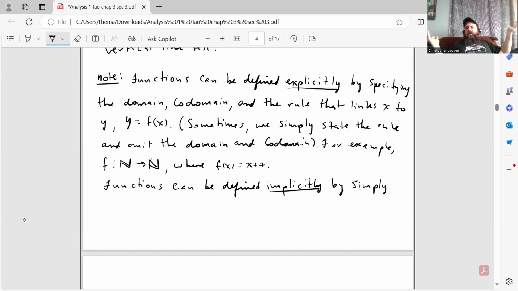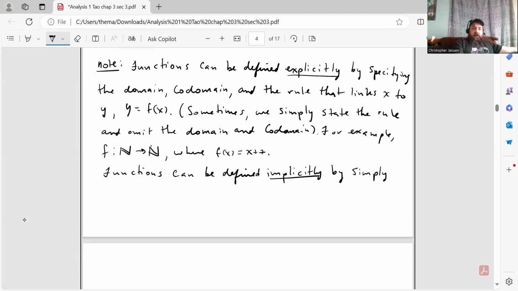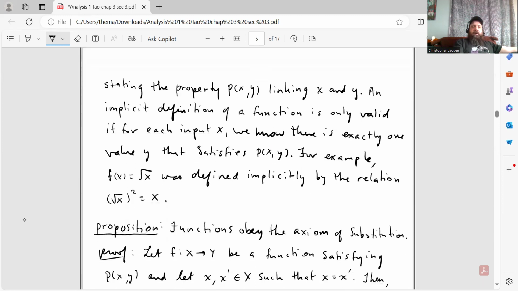You guys are familiar with this if you've taken math courses, right? Something that's pretty standard. Functions can also be defined implicitly by simply stating the property P of x, y, linking x and y. An implicit definition, however, of a function is only valid if for each input x, we know there is exactly one value y that satisfies P of x, y. For example, the way we defined the square root function in the previous example.